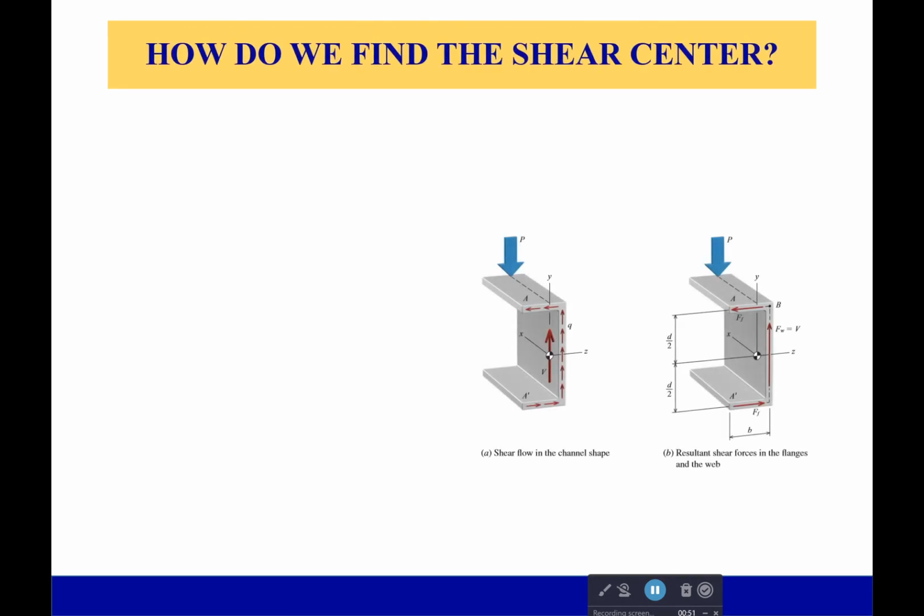So how do you find the shear center? Well, it's not terrible, but you are going to have to use those integrals we were talking about earlier. Remember when we wanted to calculate the force in the web or the force in the flanges, we had to figure out how to calculate them by integrating our expression for Q.